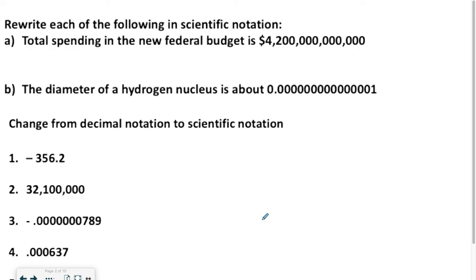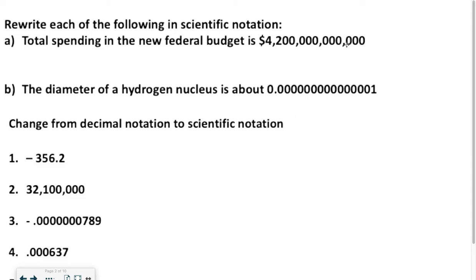So here's some more examples just to practice. This again has our decimal point on the right. So because our decimal point is on the right, we're going to move to the left. And moving to the left will, of course, increase the exponent.